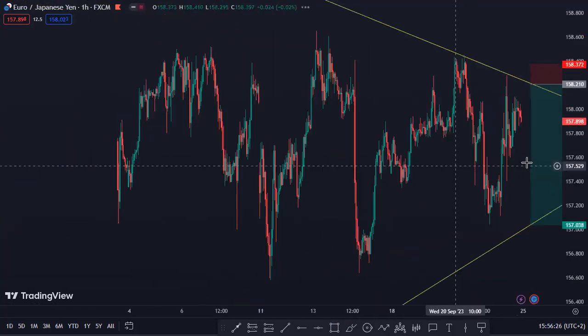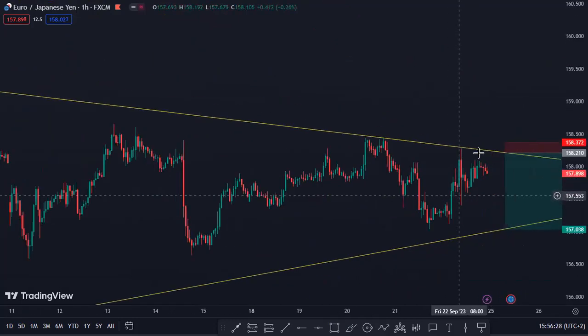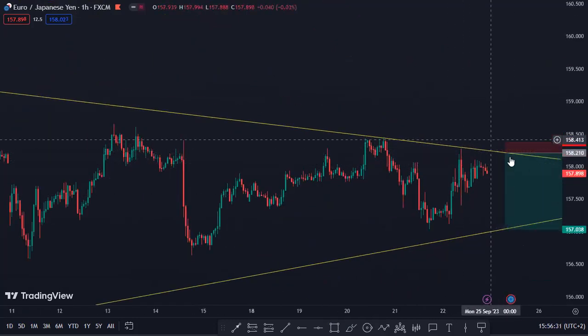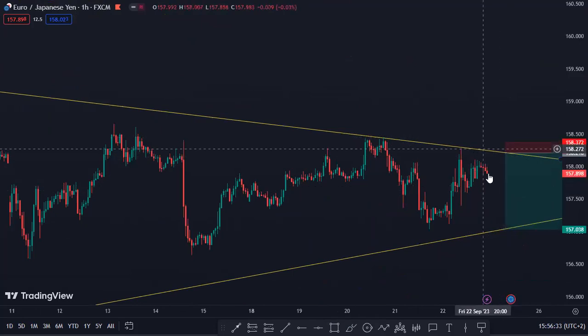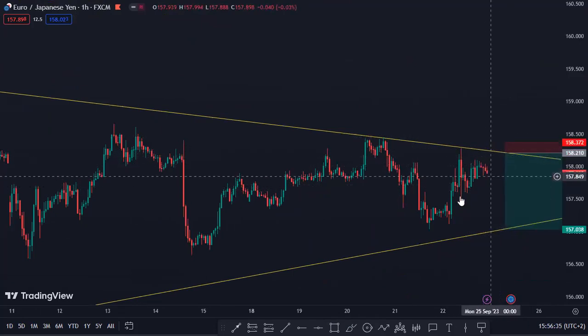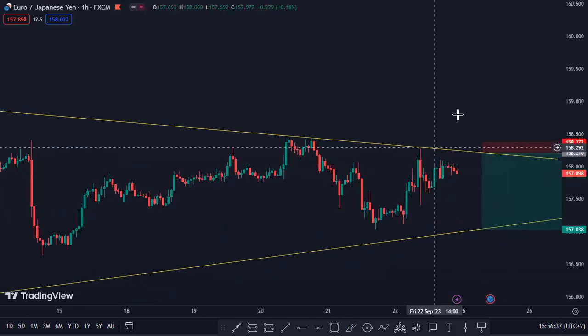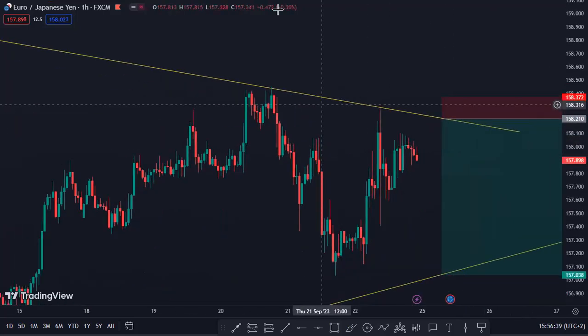It is looking good for sells because the 4 hour market structure is the closest to current price, not market structure. So that's my take on Euro JPY.